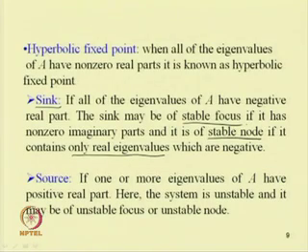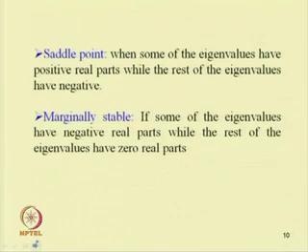And source: if one or more eigenvalues of A have positive real part, then it is known as a source. Here the system is unstable and it may be an unstable focus or an unstable node. In case of an unstable focus, it will have non-zero imaginary parts, and in case of an unstable node, it will have 0 imaginary parts. That means all the eigenvalues will be real, and some of the eigenvalues will contain positive real parts. So, in that case it will be a source, or the system will be unstable.